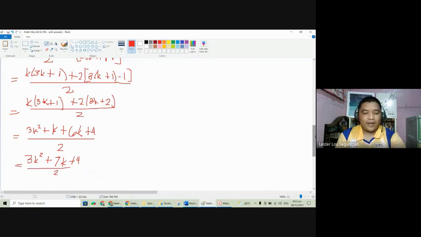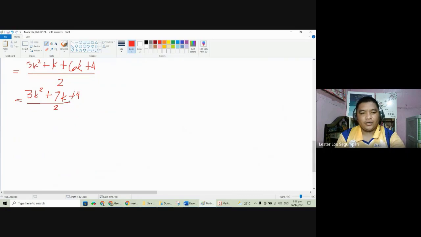Let's see if we could factor out this expression. Now, 3 times 4, AC, is 12. Factors of 12 that could be used to come up with 7 are actually 3 and 4. So this expression can be factored as 3k plus 3 times 3k plus 4.